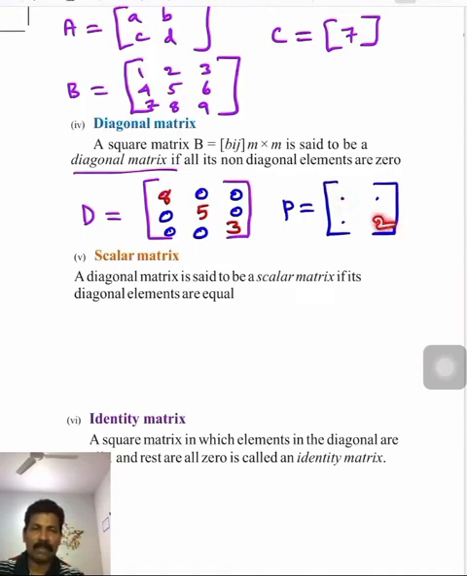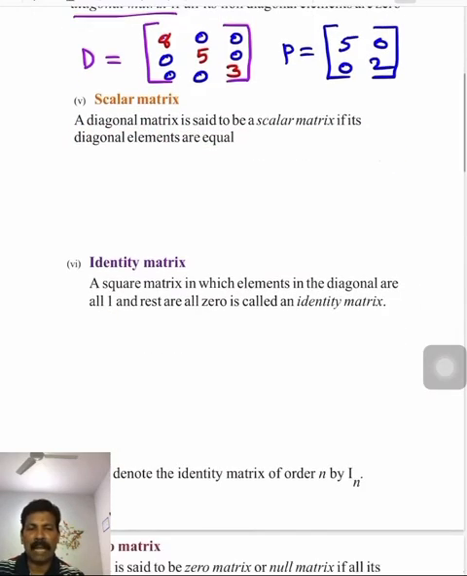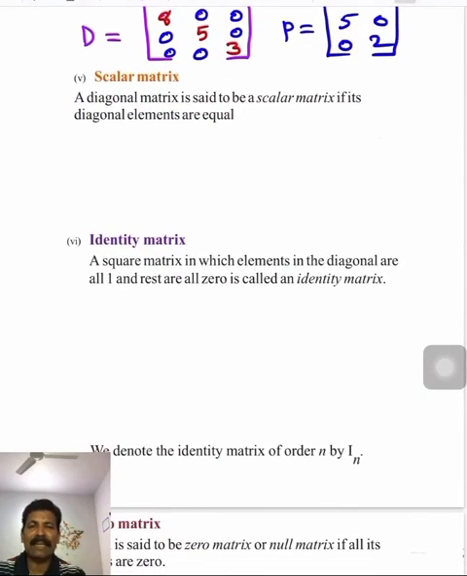For example, 3 and 2 can be the diagonal elements. Other elements should be 0, 0. So 5, 2, those are the main diagonal elements which can be non-zero. But other elements should be zeros. Next one is scalar matrix. A diagonal matrix is said to be a scalar matrix if its diagonal elements are equal. That is, in a diagonal matrix, all the diagonal elements should be equal.